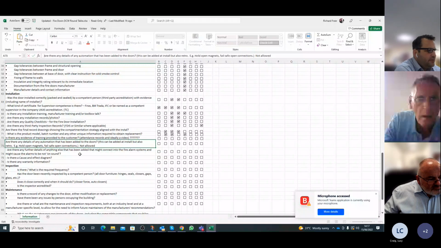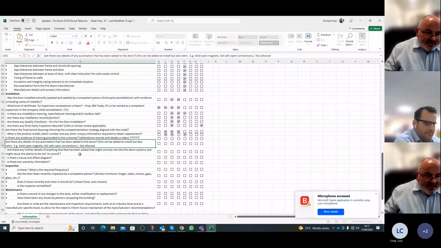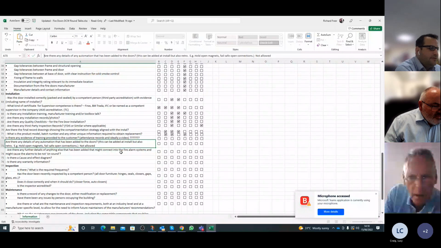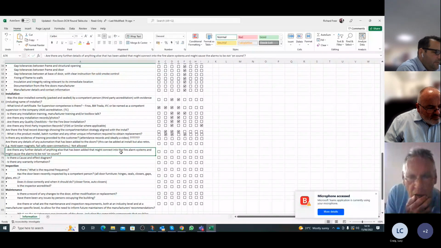Sorry, it could be added retrospectively, but only if it's still within its field of application. If it's the exact same door and you post-tested it, you could possibly retrofit things like hold open devices. It's quite restrictive on what you can do unless there is primary test data, in my opinion. So what should I put then? I would just put not allowed. It's far safer to not do it than to retrofit something that could potentially have a negative impact on the performance of the door.